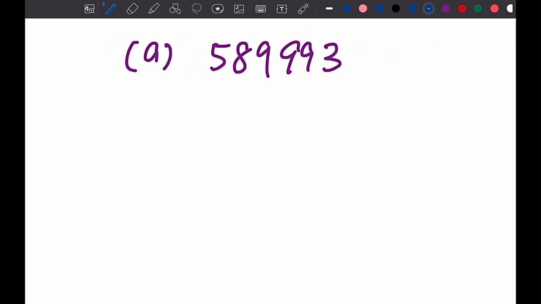The first one goes 589,993, and I'm supposed to round it off to 3 significant figures. So for illustration's sake, I'm going to draw this dotted line. The first SF is 5, the second SF is 8, the third SF is the 9 over here. Then we need to study the fourth SF, and look at the 9 over there.